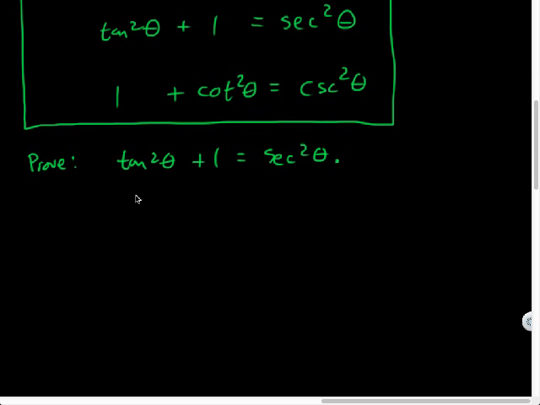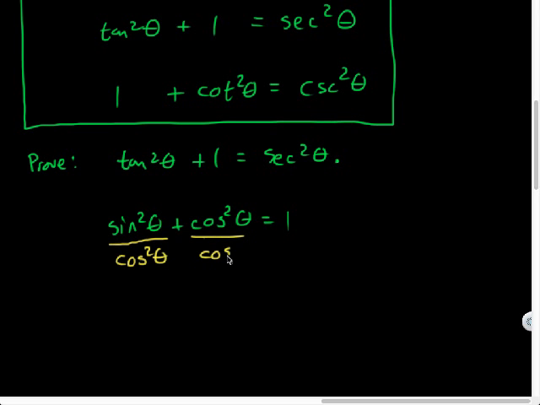So if I'm trying to prove that, let's start with, okay, if sine squared theta plus cos squared theta is equal to 1, how could I go from sine squared to tan squared? Yeah. If I divide this by cos squared, I have to divide everything else by cos squared.